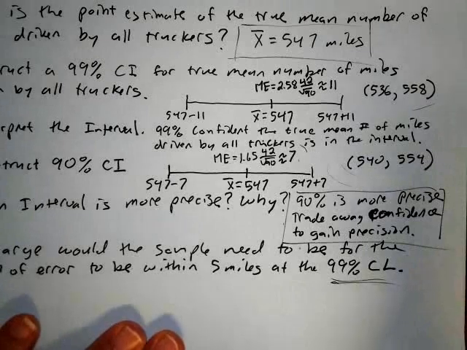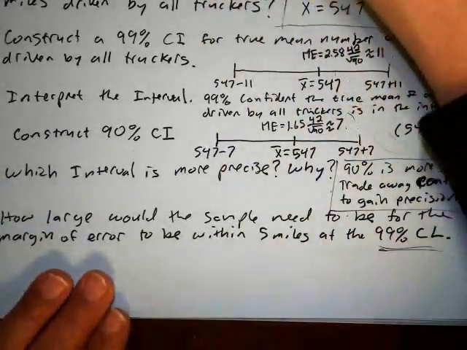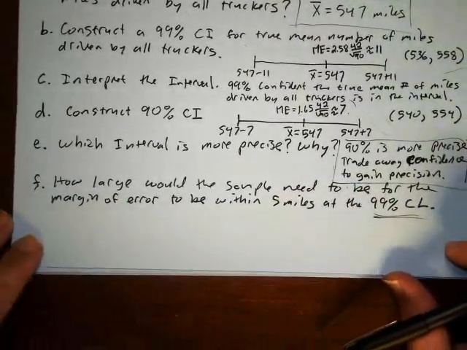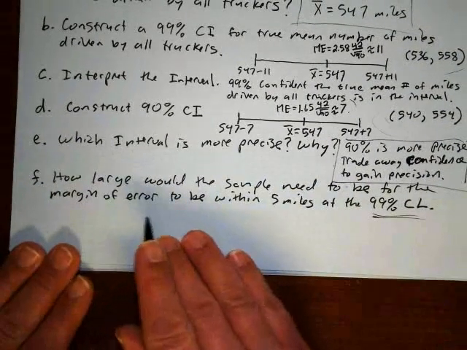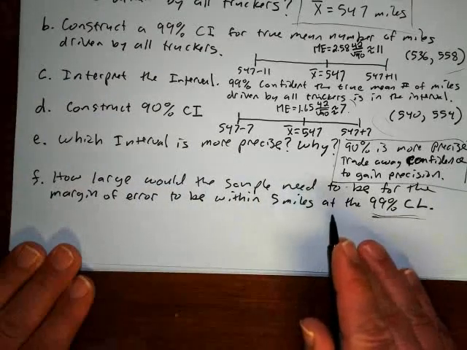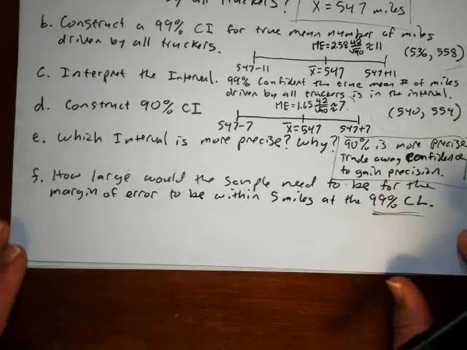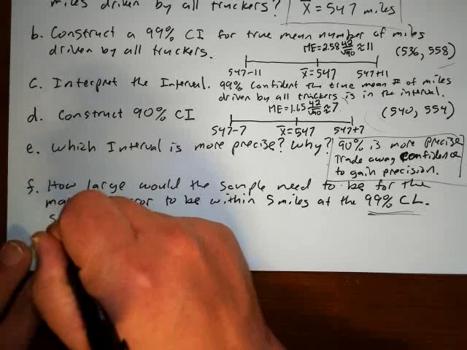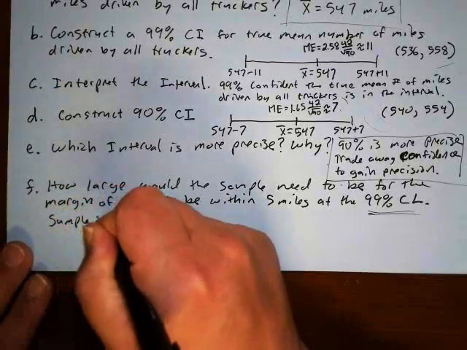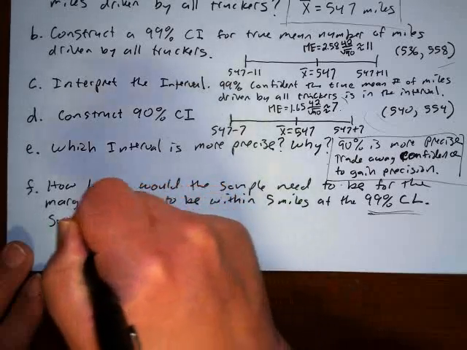And you can actually do it without trading away any confidence. So this last question here asks, how large would the sample need to be for the margin of error to be within 5 miles at the 99% confidence level? And so, let's call this the sample size formula. That's a nice simple name for this.